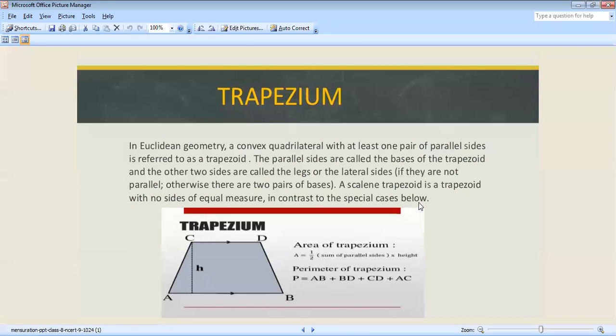area of a trapezium is A equal to half of the sum of parallel sides into height. Sum of the parallel sides means the opposite sides, that is AB and CD. Half of the sum of parallel sides into height. Perimeter of a trapezium equals the sum of the four sides: AB plus BD plus CD plus AC. That is in that trapezoid.